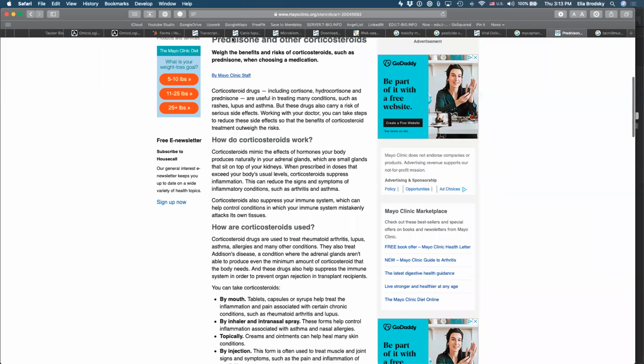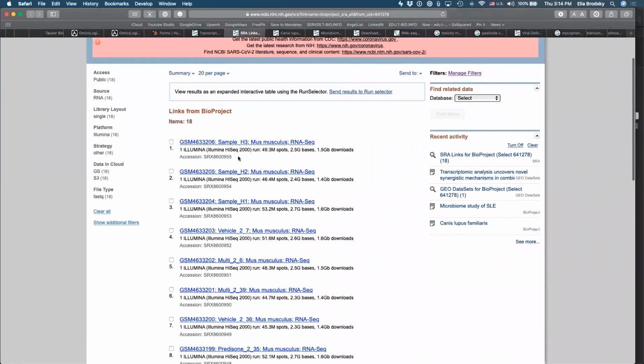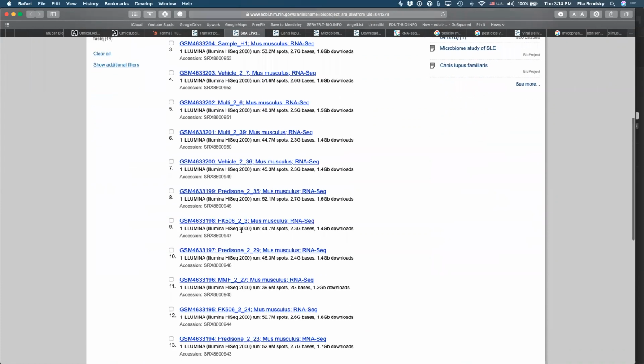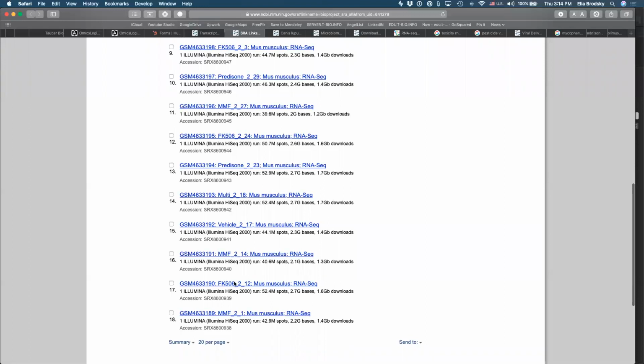So now let's take a look at the data. The data here, you can see, has 18 experiments or 18 samples. So let's take a look at what these 18 samples are. We can either look here at the SRA links, right? And here you can see different replicates like 1, 2, and 3. H probably stands for healthy. And then you have 2, right? And different drugs right here. So you have different samples, right? Those different samples are mice that are treated with different drugs.